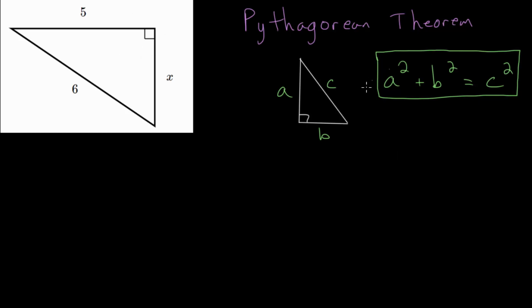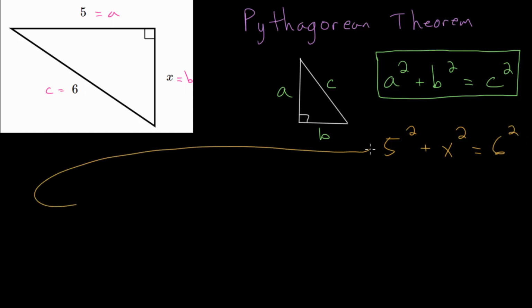Now, we just need to apply this theorem. So we need to assign the legs as A and B. It doesn't matter which is which, but the hypotenuse has to be C in this formula. So let's say 5 is A, x is B, and our hypotenuse is this long side C, which is 6 in this case. If you want to switch A and B, that's completely valid. So let's now match it up to our formula here. A is 5, so we have 5 squared plus B squared, that is x, our missing side length, squared. And this is equal to C squared, which is 6, and we will square that.